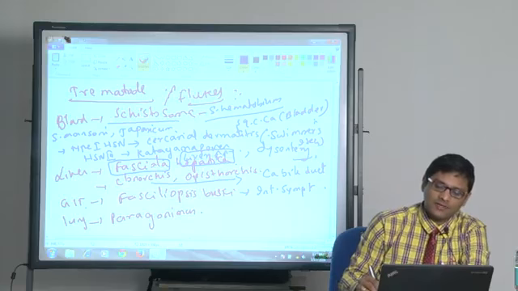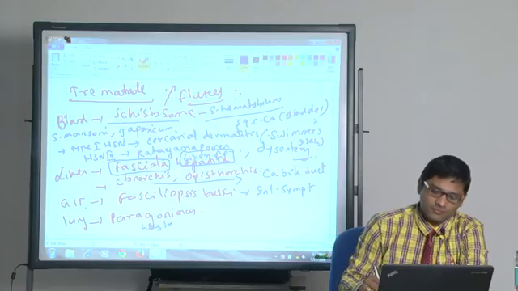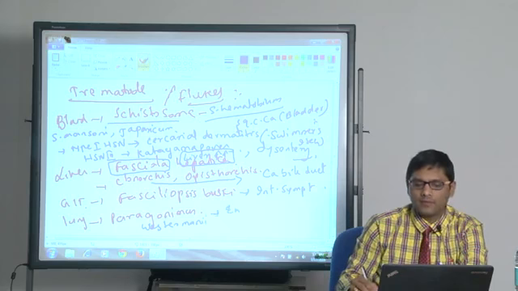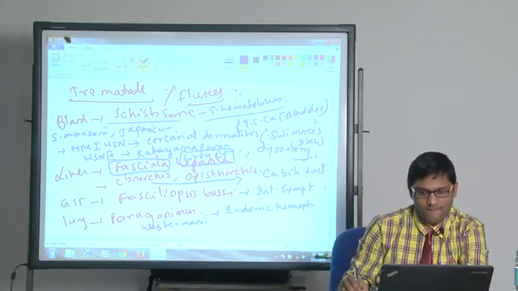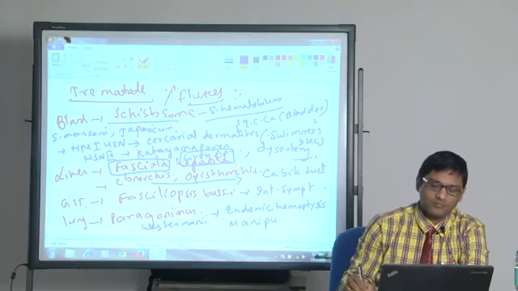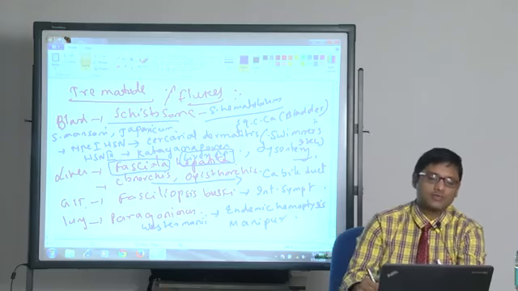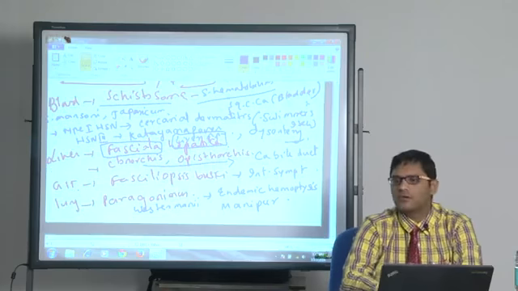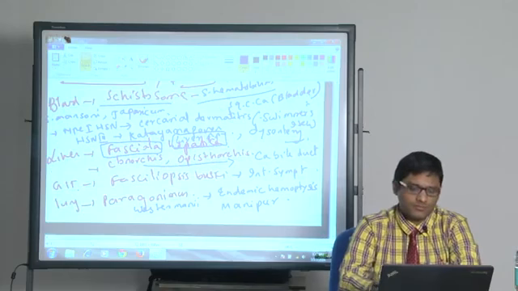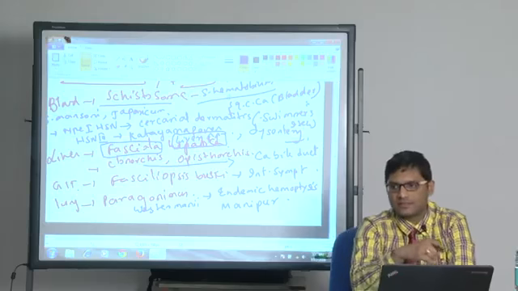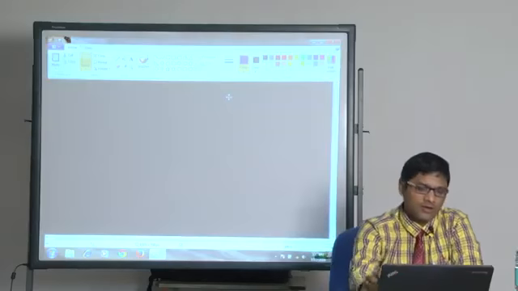And Paragonimus westermani is the agent of endemic hemoptysis. It is particularly endemic in Manipur. Okay. So, in general these are their manifestations. Now, let us focus on their life cycle.